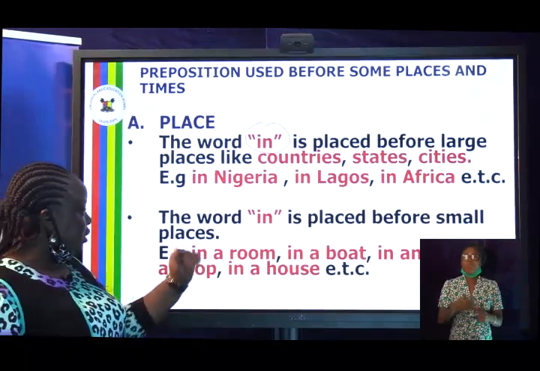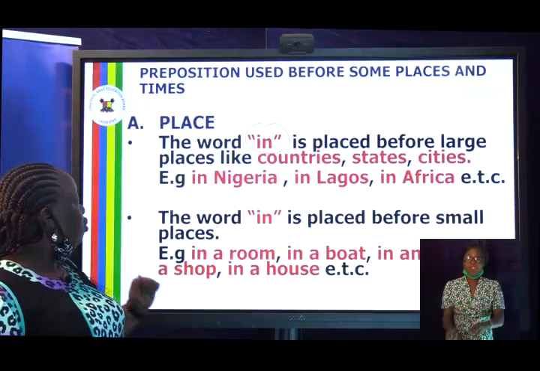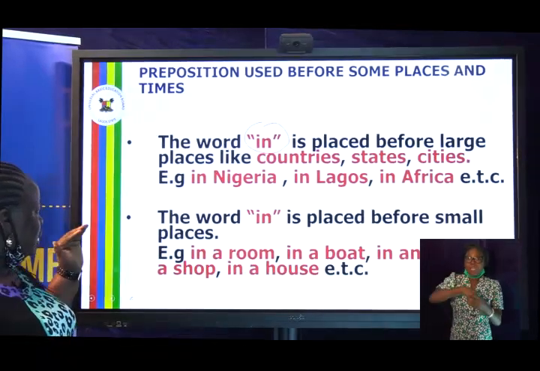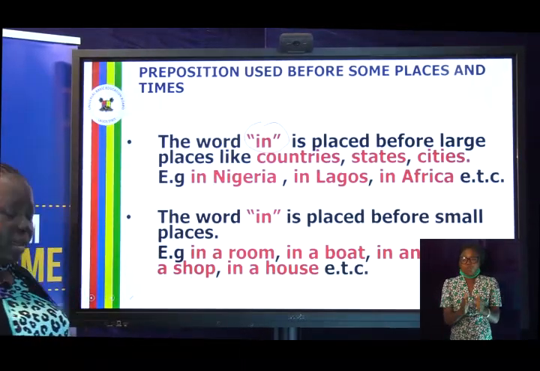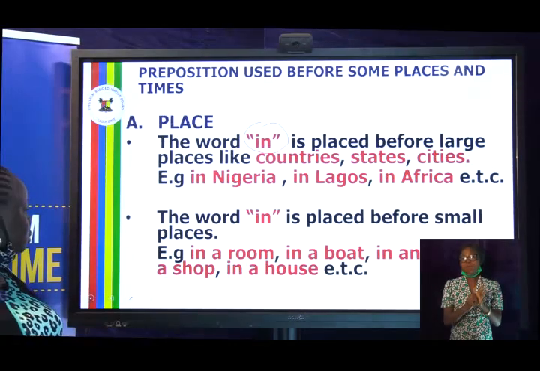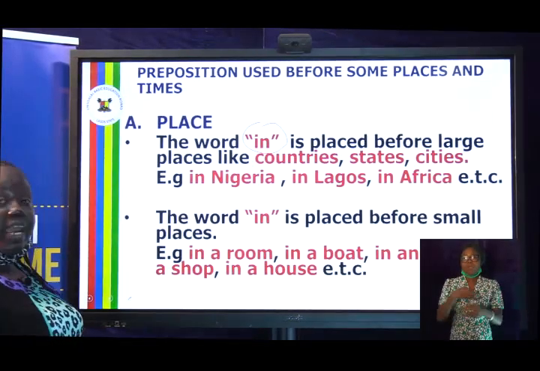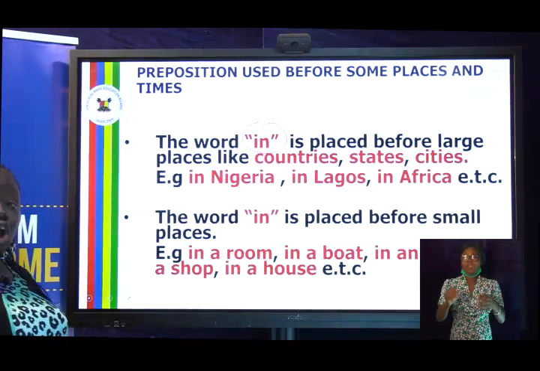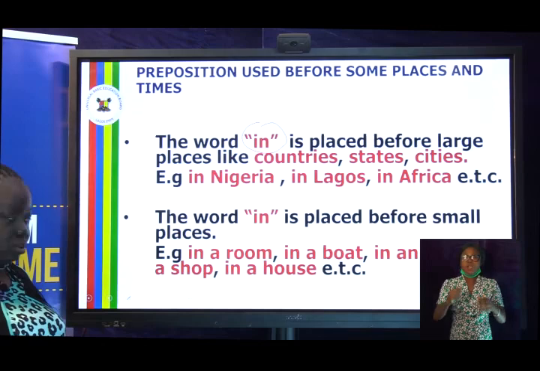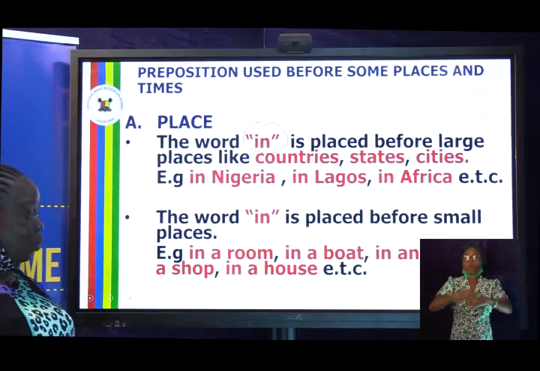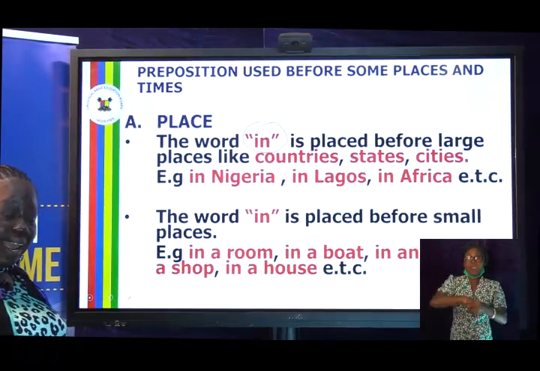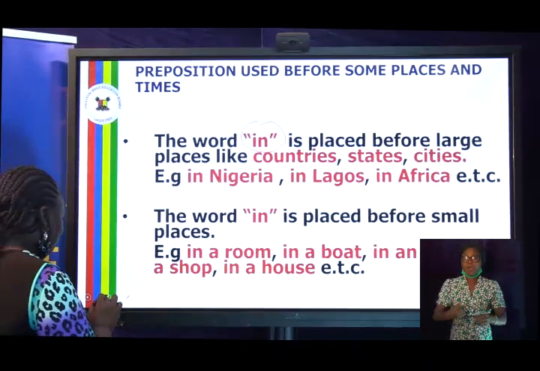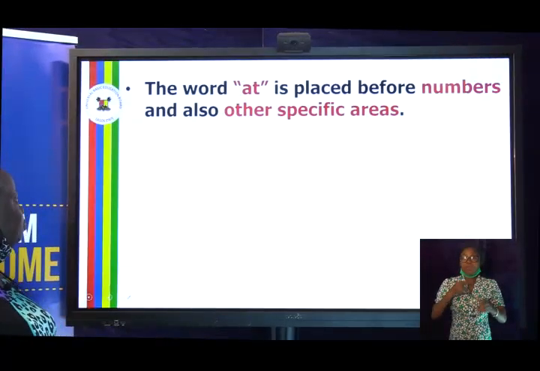Then the word in is placed before small places too. Example, in a room, in a boat, in an office, in a shop, in a house, and so on. We're talking about the preposition in, used before some places and time, but we are still on the places now.